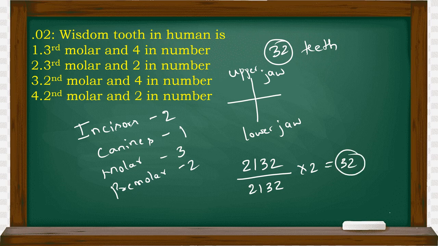And the question is about the molar tooth, the wisdom tooth, which is 3 in each quadrant, so one here. So in total they are 4 in number, and the wisdom tooth is the third molar in the case of human beings. The answer is very simple. The wisdom tooth in human beings is a third molar, and they are 4 in number, and one is present in each quadrant. So the first option, which says third molar and 4 in number, is the correct answer for this question.